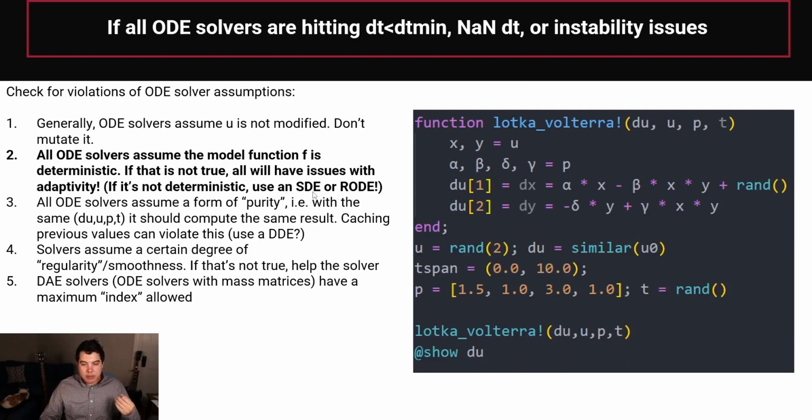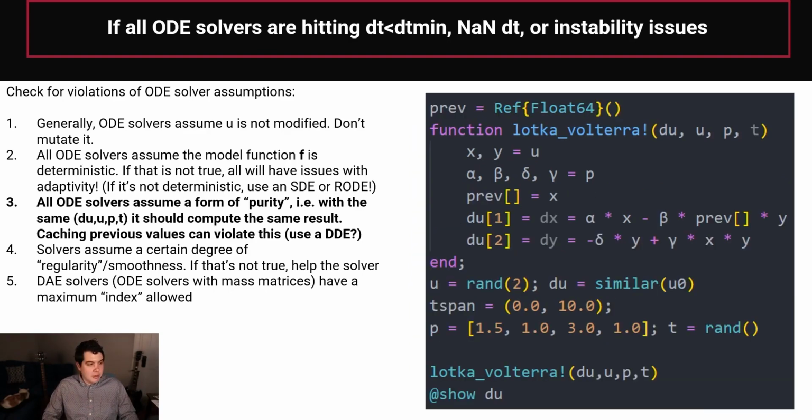Another assumption that a lot of ODE solvers make is that your function f is deterministic. ODEs are deterministic. They expect that your function f is deterministic. If your function is not deterministic, then the adaptivity will have very big issues trying to figure out what the true deterministic solution of your equation is, because it's not a deterministic equation. If your function is not deterministic, like you're adding a random value, most likely what you're trying to solve is an SDE or an RODE, and you're using the wrong equation, right? This is the general fact that a lot of times if you are doing something a bit weird, you might be solving the wrong equation, and you might need different solvers.